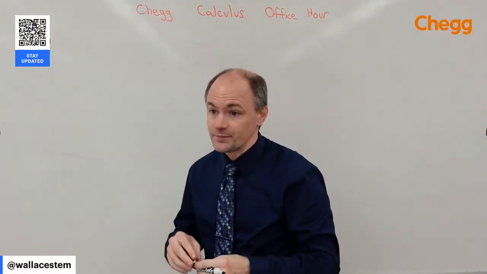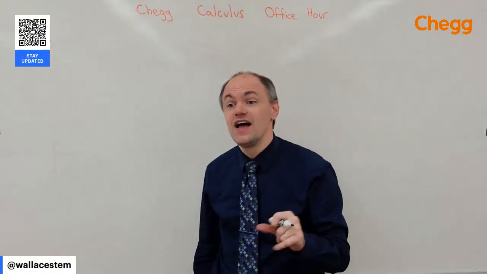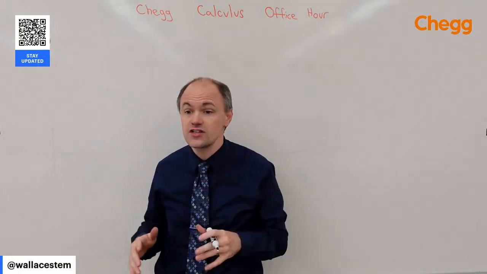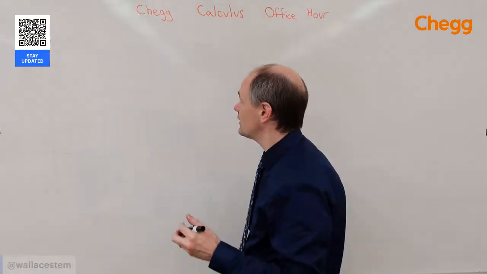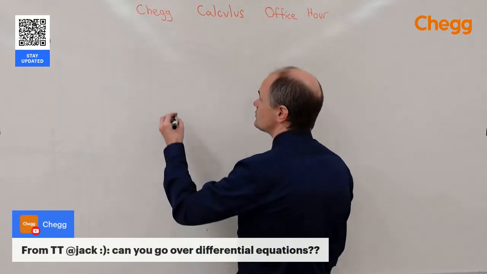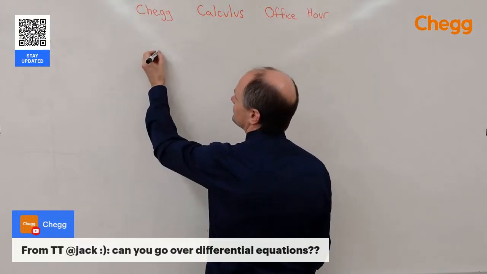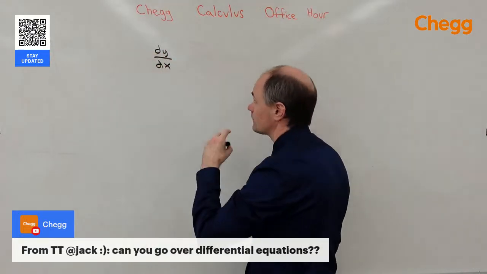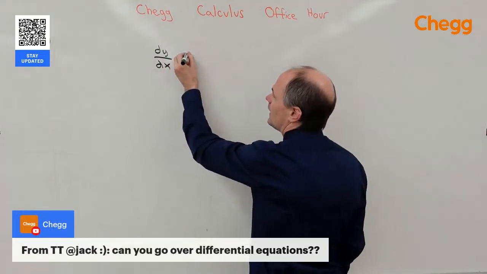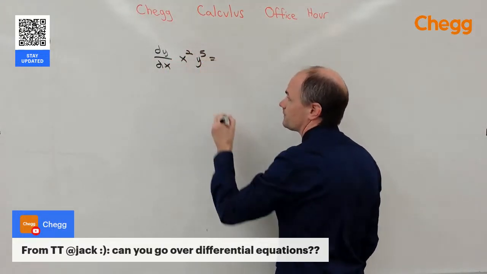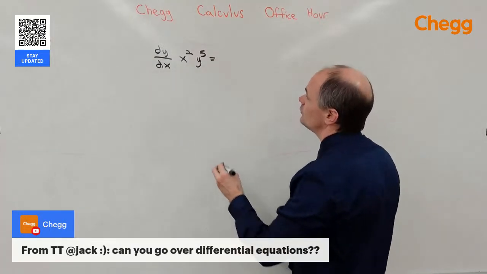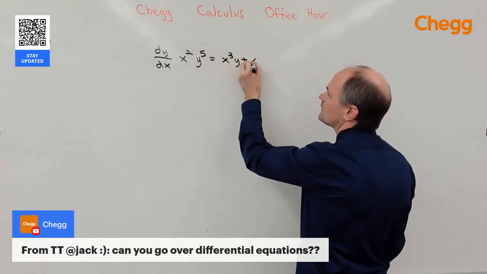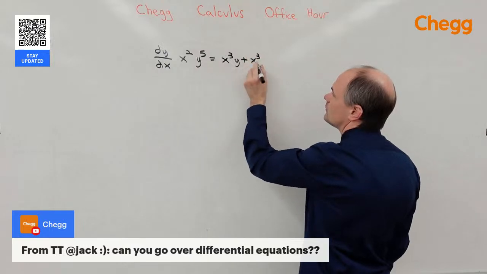So I had a couple questions for differential equations. Differential equations in calculus, especially AP calculus, we only really scratch the surface and do some very basic ones. Let's take a look at one such equation. Let's do dy dx times x squared y to the 5th is equal to maybe x cubed y plus x cubed, or x squared y.